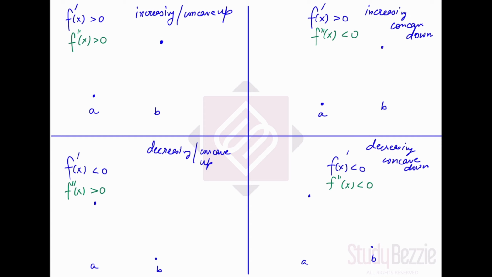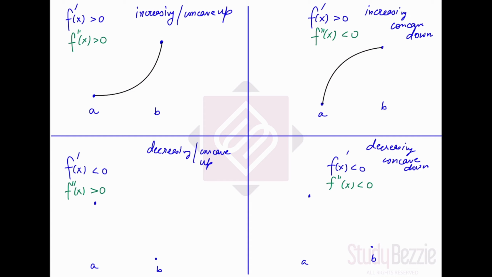If you have an increasing concaving up, then your curve is going to look like this. That's how it's going to look like if you draw that particular piece of the graph. If you're increasing but you're concaving down, your piece is going to look like this. Okay, both of them are increasing from a to b, but they're increasing in different ways. So the curvature is decided by the second derivative.